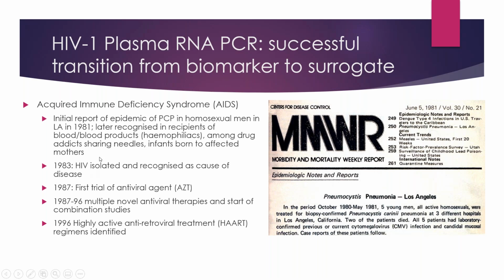Two years later, the virus that caused the immune deficiency portion of this syndrome was isolated and recognized as a cause of this cluster of diseases. And it was in 1987 that the first trial of an antiviral agent, which was AZT, took place. Between 1987 and 1996, a multiplicity of companies developed multiple different antiviral therapies and also started combination studies utilizing different antiviral therapies that attack different portions of the virus life cycle.